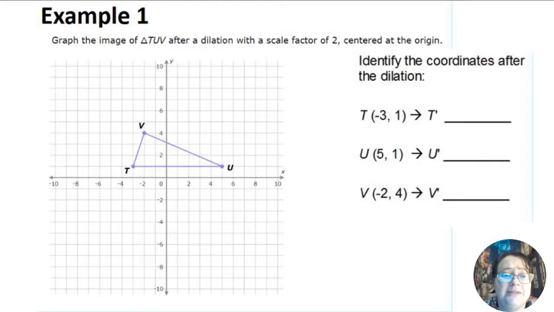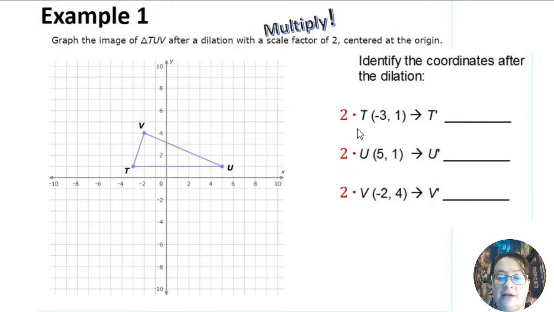So here it tells us to graph the image of triangle TUV after a dilation with a scale factor of 2 centered at the origin. Now, when it says scale factor, that means we multiply. So it says identify the coordinates after the dilation. So we're going to take each of these points and we're going to multiply them by the scale factor. So I'm going to take point T and multiply both numbers by 2. Same thing for point U and point V.